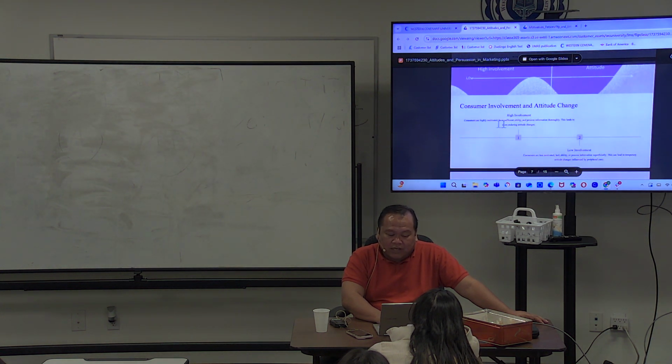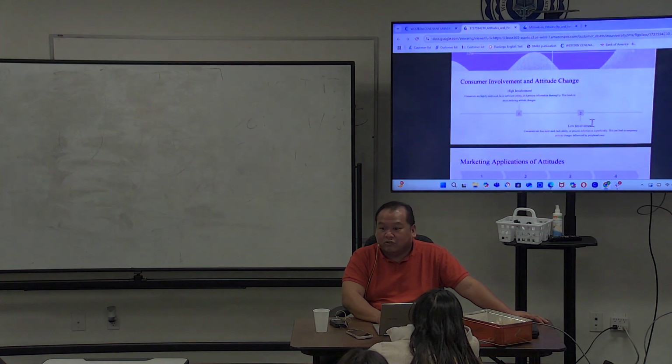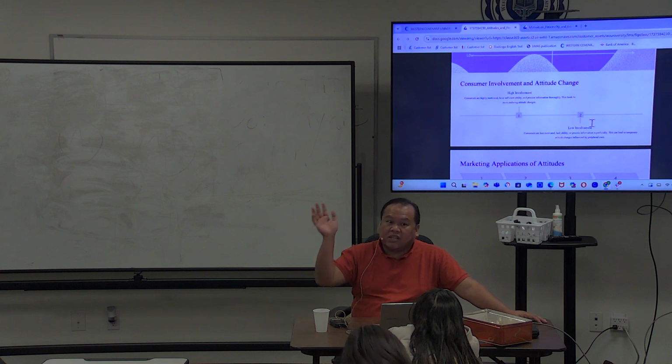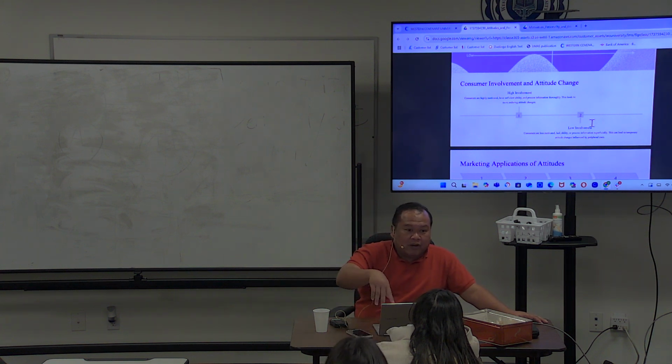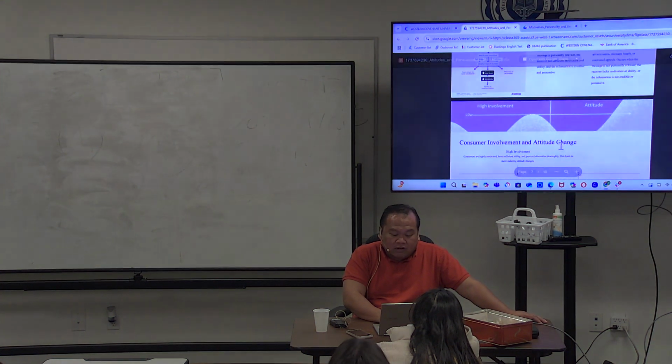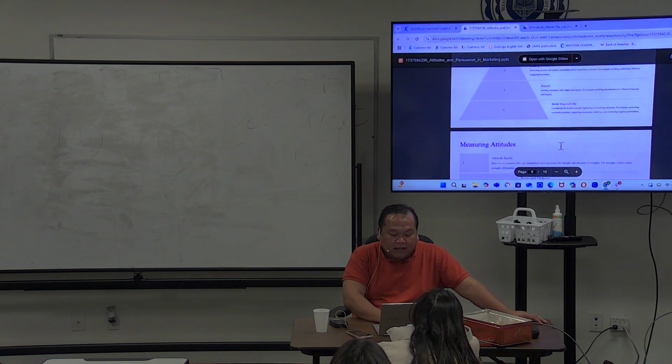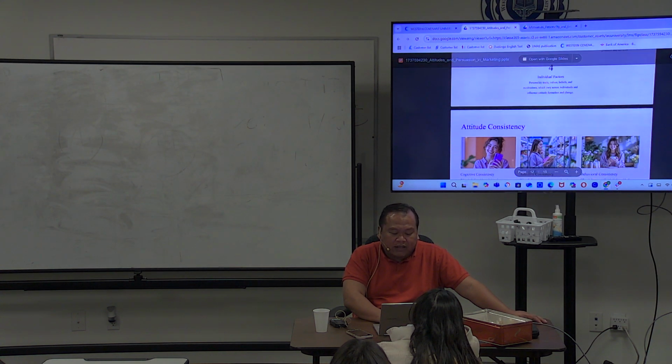I want you to read on the elaboration likelihood model, which is called the ELM. This is the process which involves consumer involvement and attitude change. The ELM explains the factors that cause the change of attitude, why consumers and customers stop buying the product and use another product. So that's the ELM process, and I want you to review that one. And then the ethical persuasions, measuring attitudes.